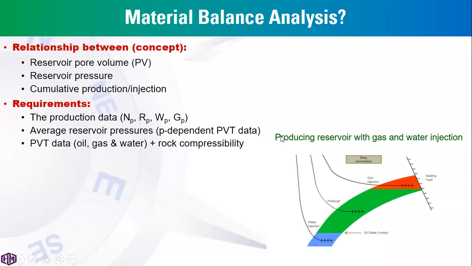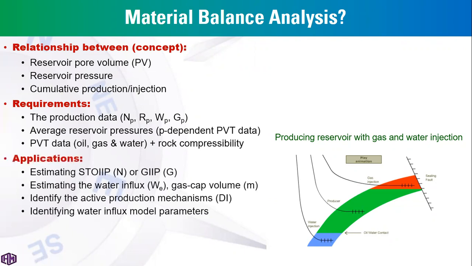So the main requirements are the cumulative production for oil, gas, and water, and the cumulative produced gas oil ratio, Rp, and also the accurate estimation of the average reservoir pressure across the entire reservoir. And PVT data is also a critical input for material balance models. Also, rock compressibility is another parameter defined in the material balance.